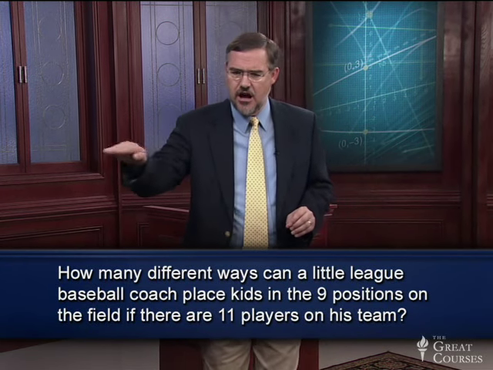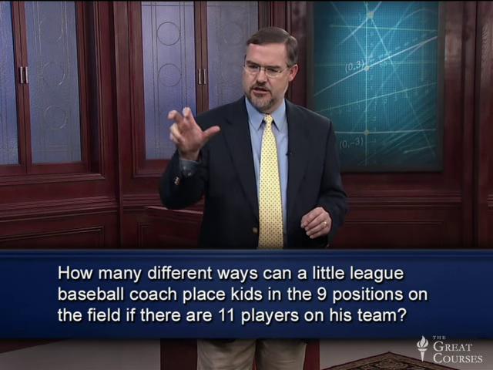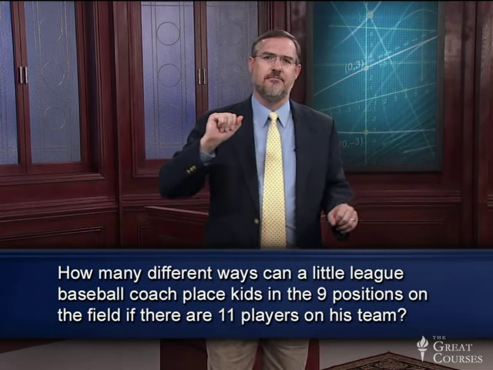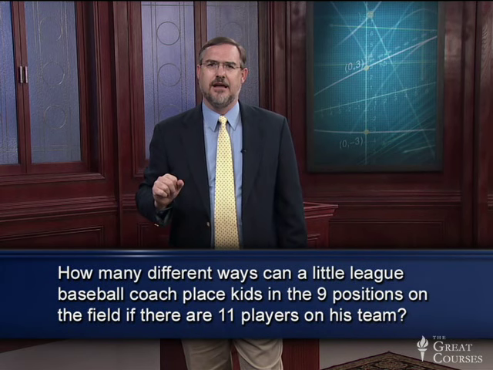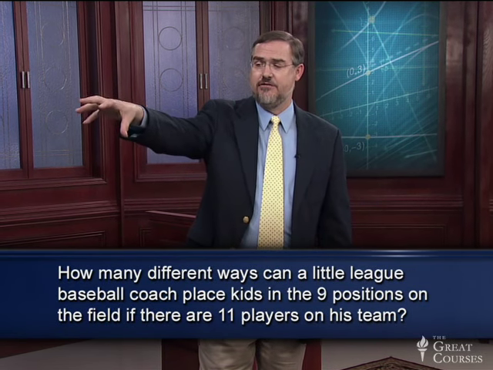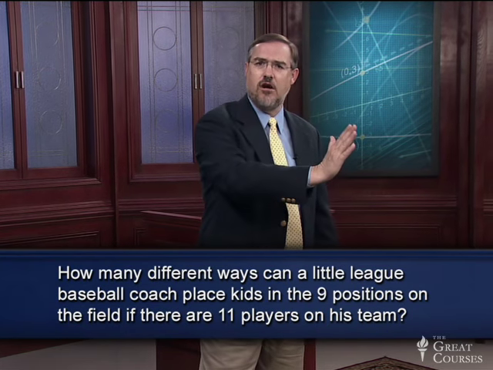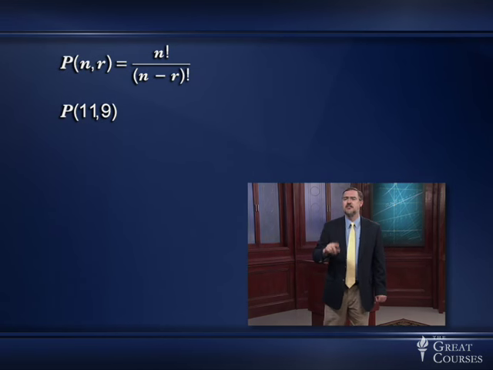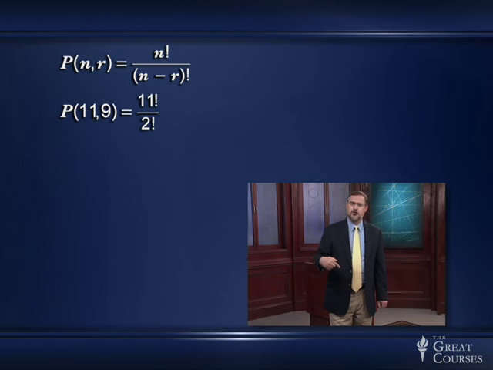Now, if I put the 9 positions on the field as the 9 blanks, maybe pitcher and catcher and first base and second base and so on, and I imagine now that I'm going to put names in those blanks for where the children are going to play, then I see that this is a permutation problem, and the first blank has 11 choices, and the second blank has 10 choices, and then 9 choices, and 8 choices, and so on. And the answer then is going to equal P of 11, 9. And P of 11, 9 is the same as 11 factorial over 2 factorial.